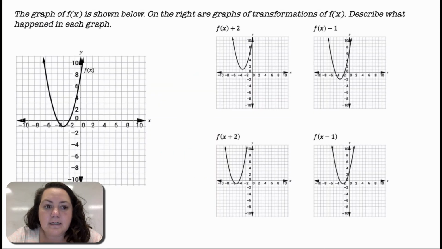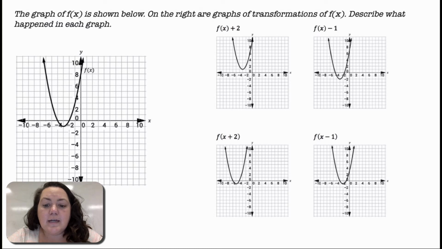The graph of f of x is shown below. On the right are graphs of transformations of f of x. Describe what happened in each graph. The first one, the bigger one on the left side, is the parent function. On the right, these are 4 different types of transformations.